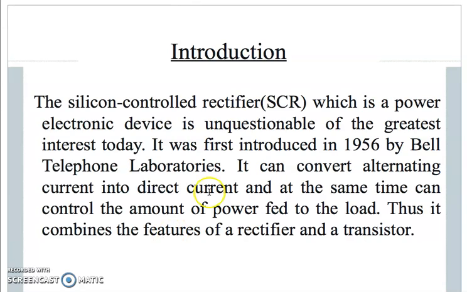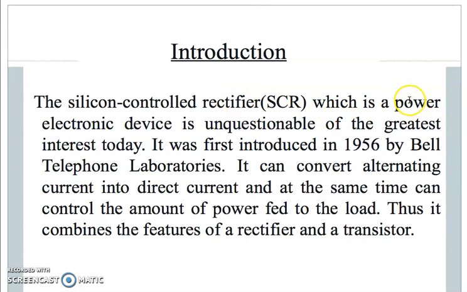Introduction. The long form of SCR is Silicon Controlled Rectifier. Why the name silicon? The semiconductor used over here is of silicon material, and they are basically rectifiers. You know about rectifiers. Rectifiers are the devices that convert AC to DC, and here the device is going to perform the rectification in a controlled manner. Hence the name Silicon Controlled Rectifier.